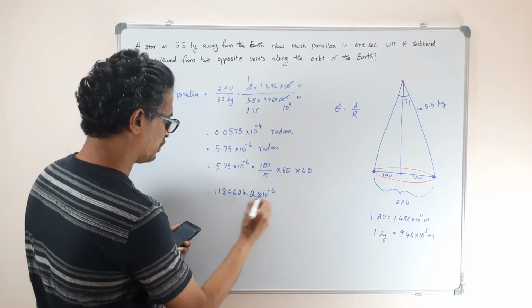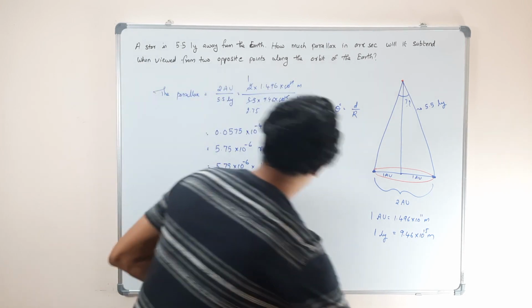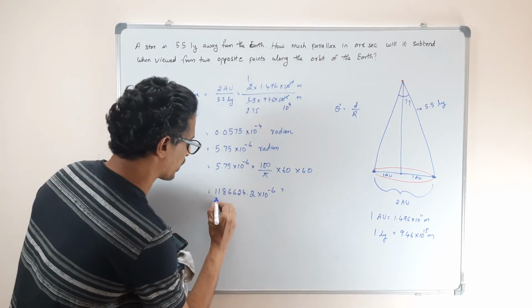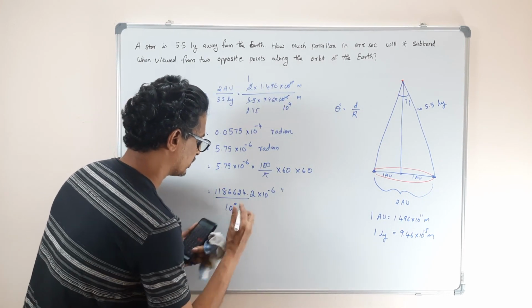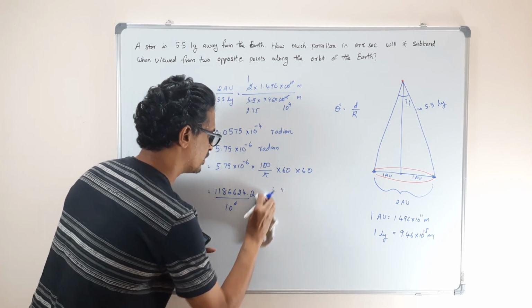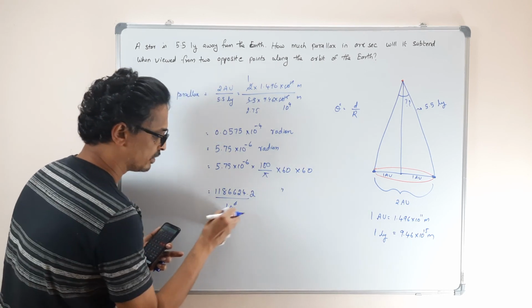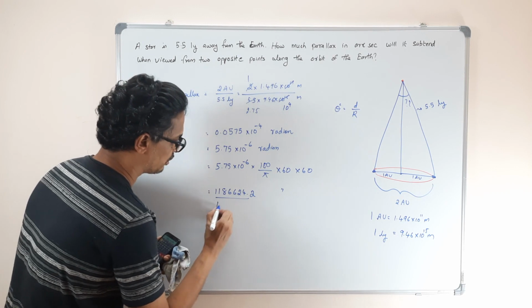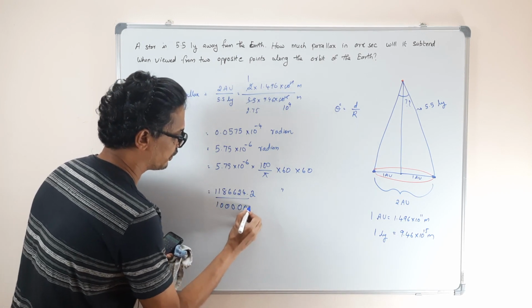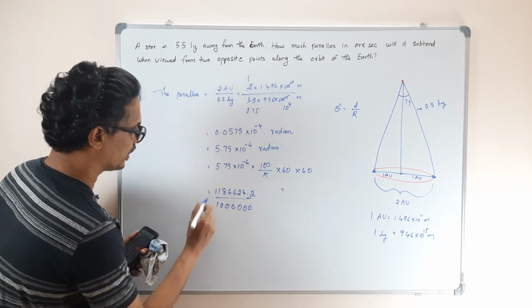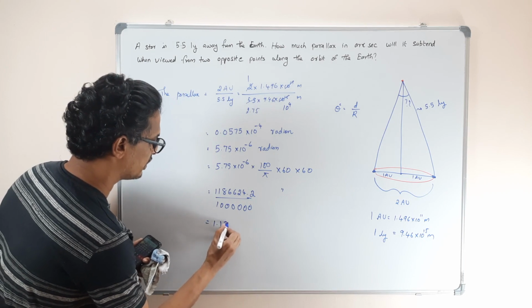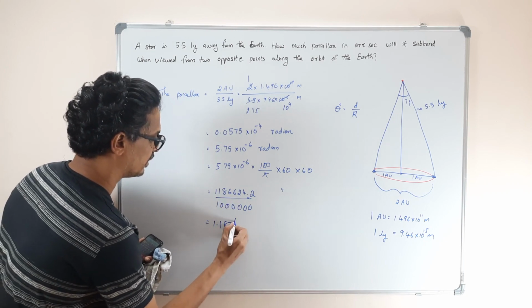So this will be equal to what? The arc seconds. So 10 to the power of minus 6 is 1 upon 10 to the power of 6, correct? I can write it like this. Am I right? So that makes it 6 zeros, correct? 1 divided by 1, 2, 3, 4, 5, 6. So when I do it, it becomes 1.18667 arc seconds.